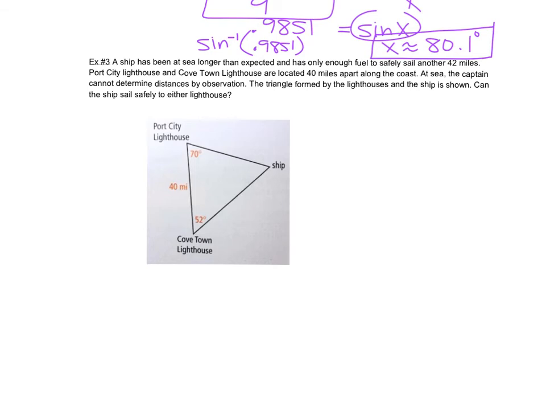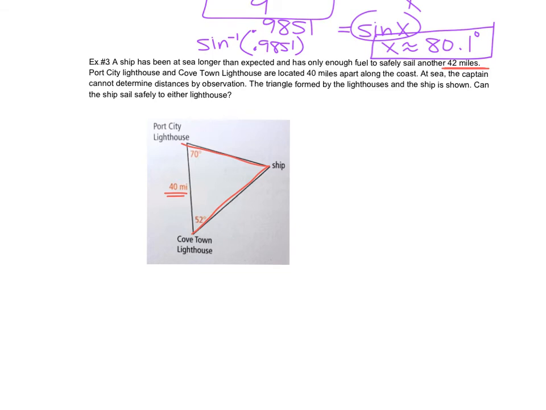It says a ship has been at sea longer than expected and only has enough fuel to safely sail another 42 miles. Port City Lighthouse and Covetown Lighthouse are located 40 miles apart. Okay, so that's this 40. At sea, the captain can't determine distance by just looking at it. And it says the triangle formed is shown. Can the ship sail safely to either lighthouse? Okay, so could they make this trip or could they make this trip knowing what we know here?